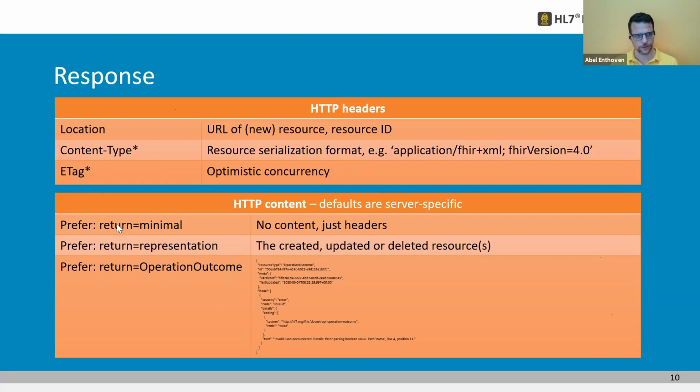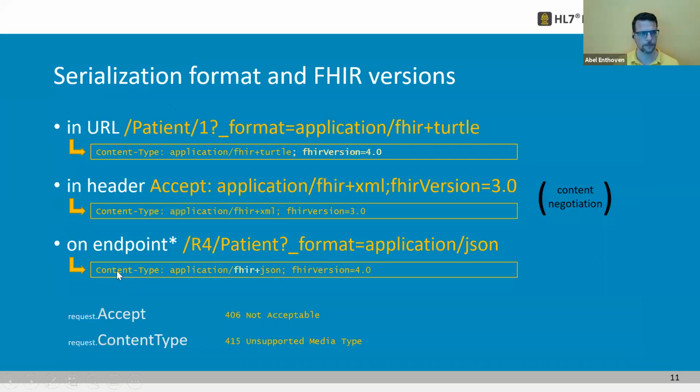Now, there's also a possibility to tweak a little bit what you get back. We've seen the operation outcome come back, as we saw before. And we've also seen a minimal result, which is actually an empty result. You can get that for a delete, for example. But there's a way to ask the server for a specific result using the prefer header.